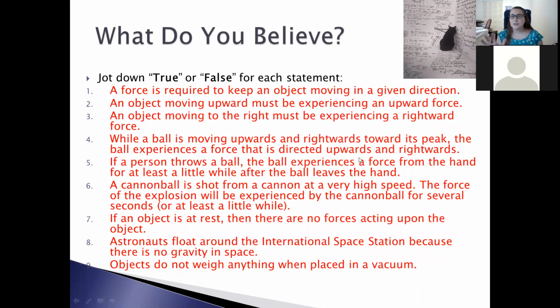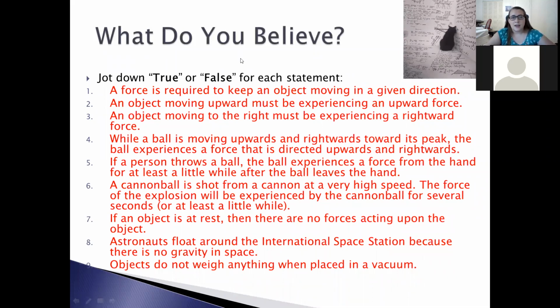So on the first screen, numbers 1 through 9, all of those are false. Not one single statement of those is true. That tends to blow people's minds a little bit. I don't know if you got tripped up on any of those, because of course I can't really see your answers. But I think there are a lot of common misconceptions that people have, especially people who have never taken physics before.